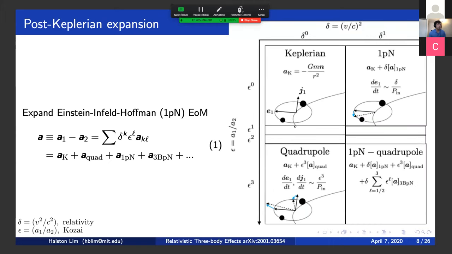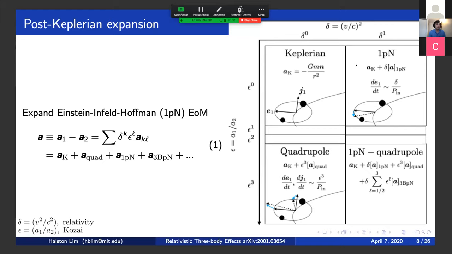So this is a schematic of the expansion. So in the upper left quadrant, there are the Keplerian forces. So this is delta to the zero, where delta is the PN parameter. And it's also epsilon to the zero, where epsilon is a1 over a2, where a is the semi-major axis. So as you know, the Keplerian force is GM over r squared, and if you only included the Keplerian force, the orbital vectors e1, j1, they're not going to change.